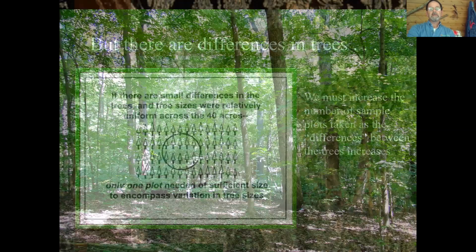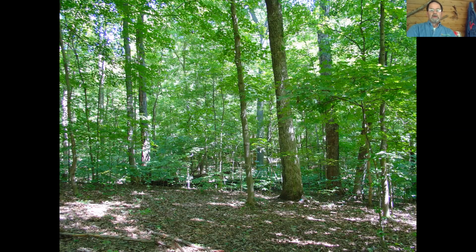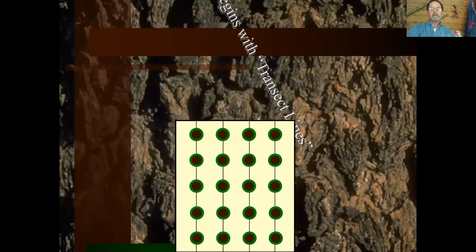So take a look at this stand. This is very typical upland hardwood. In this picture, I'm sure there's over a dozen different species out there. Each species is growing at a different rate, has a different market value. We have different diameters, different heights, different merchantable heights, a lot of understory trees out there. And so there's a lot of differences in this stand, so we need to increase the number of plots in order to get a representative sample.